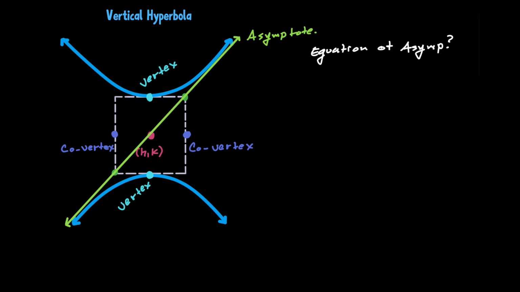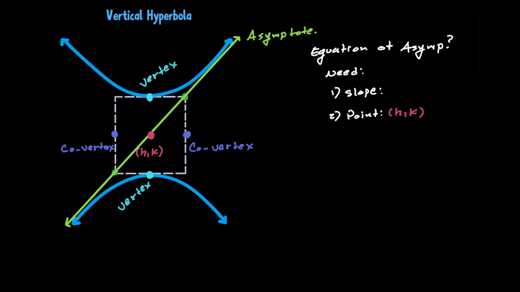Well, at the end of the day, this is a line. So what we need are two things: the slope of the line and a coordinate point. But we already have one of those two requirements. Our asymptote passes through the center of our hyperbola. So let's use H and K as one of the points in this line. And how can I find the slope of this line?